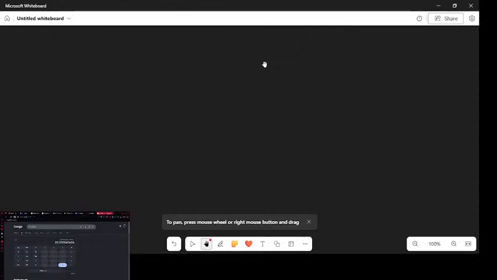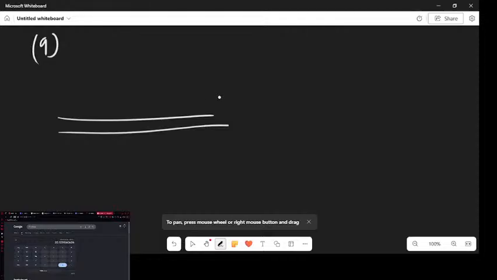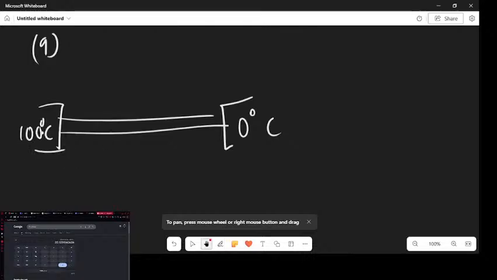Now moving on to the next question, the ninth one. A conducting material at 0 degrees Celsius, of a uniform area, is placed between two large chambers which are at 100 degrees Celsius. The conductivity of the rod, K, increases with x, where x is the distance. The temperature profile.